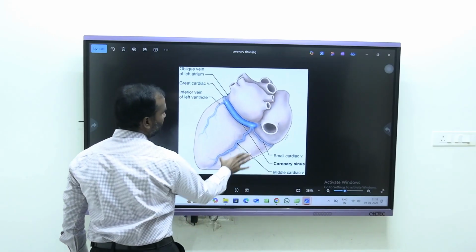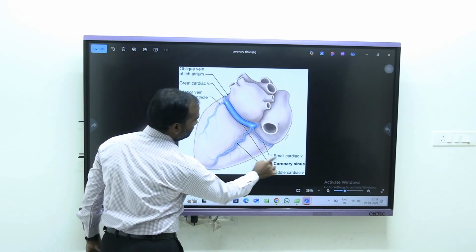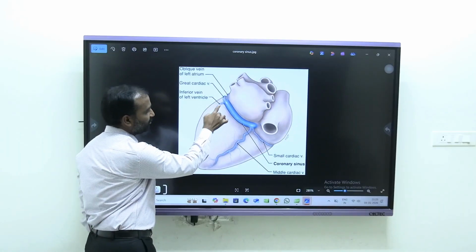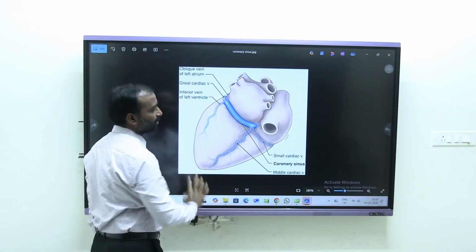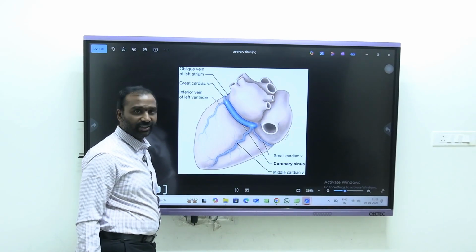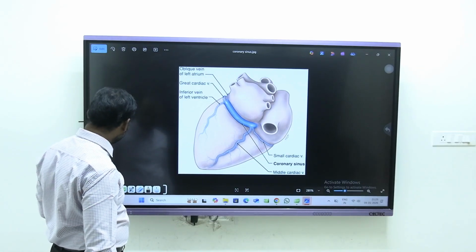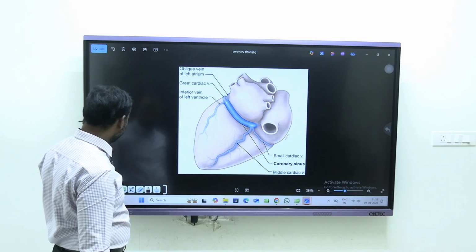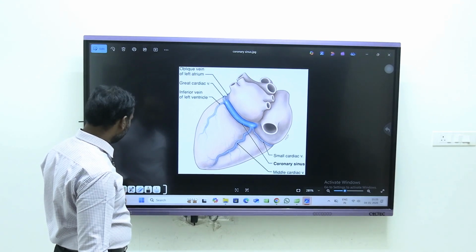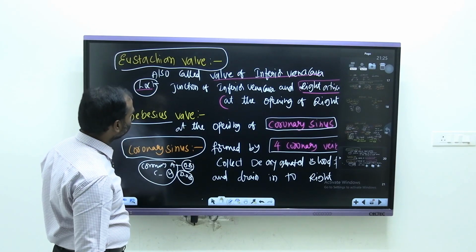Okay now, so this is what? Coronary sinus, which is the largest vessel and is formed by 4 different coronary veins. Okay now, so this is about what? Coronary sinus and how it is formed, right?